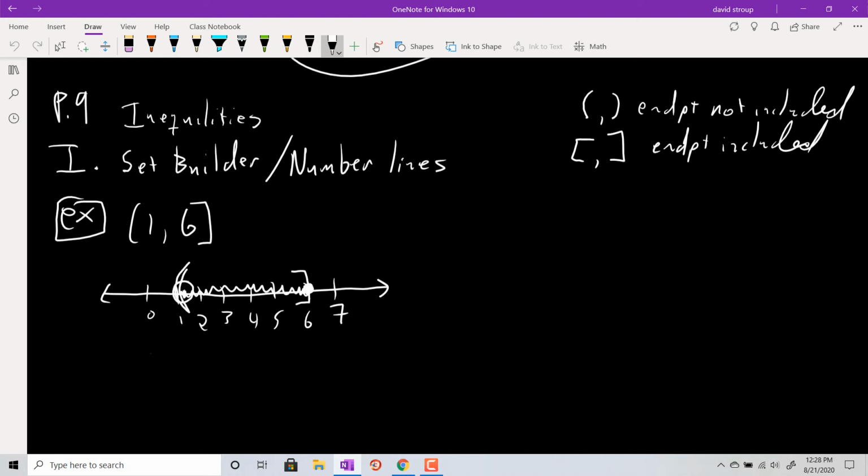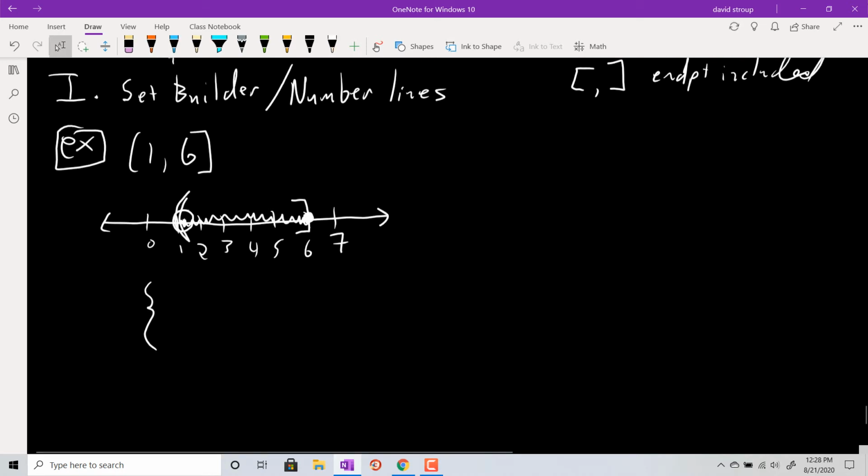Set builder notation is the curly bracket stuff. Okay, and to do this, we're going to say it's a set. This symbol means the set of. Okay, and then we're going to write x, the set of all x's, and then this bar means such that. And then we're going to write an inequality in here, such that x is greater than 1 and less than or equal to 6. Okay. And that's it. So what the heck does it mean?